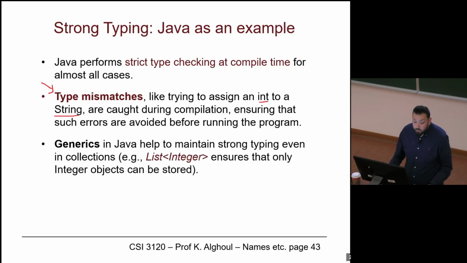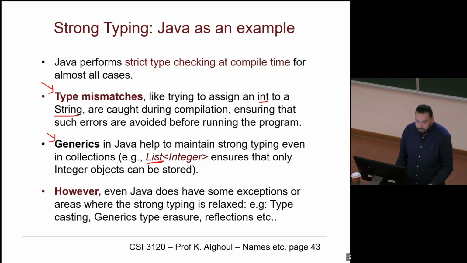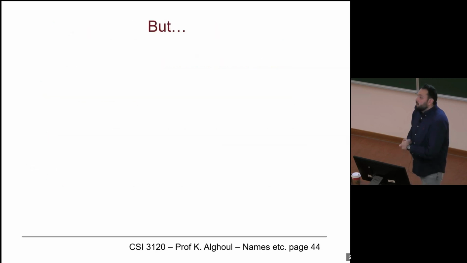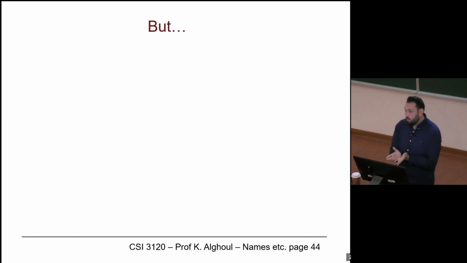Also, generics in Java help to maintain strong typing. If you remember, if we say usually in Java List<Integer>, you're actually saying I can only have integers inside this list. Okay, so this is just to protect the type. So let's take an example. As we said, however, even Java sometimes has relaxed things. For example, typecasting, generic type erasure, and other things. So we talked about all the good things about strong typing. What is something not so good about this?